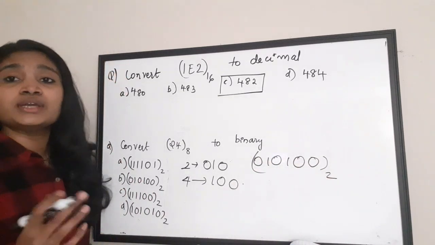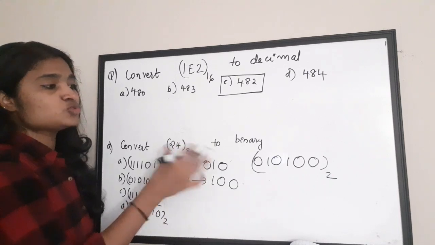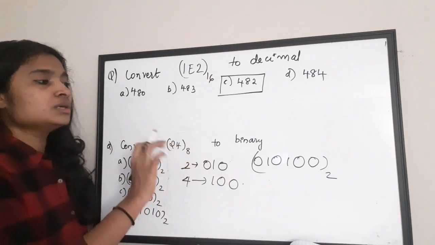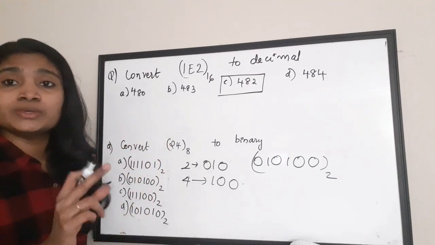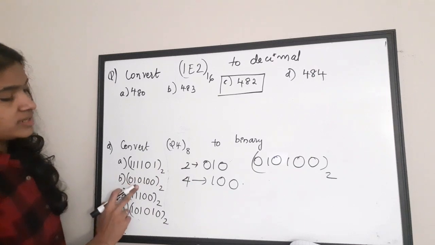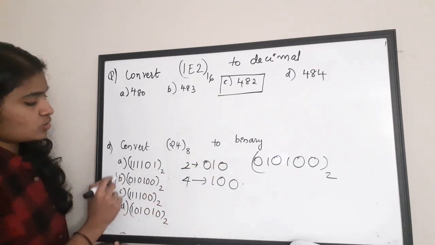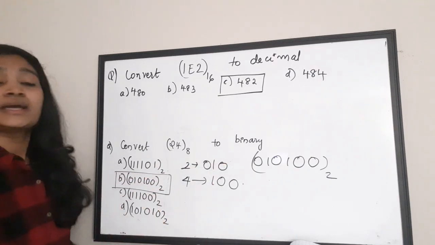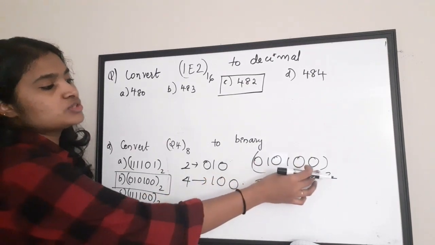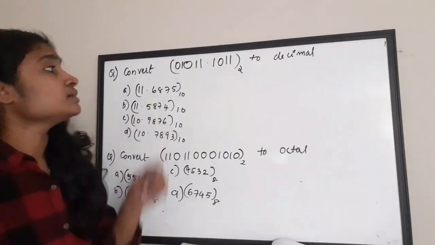So this is how you can convert a number in octal to binary very fast. Just convert each of the numbers to the binary representations with 3 bits. Okay, so the correct answer will be 0, 1, 0, 1, 0, 0, which is your option B. B is your correct answer. This is your answer, that is 0, 1, 0, 1, 0, 0 to the base of 2.